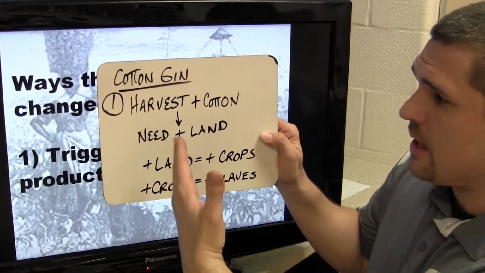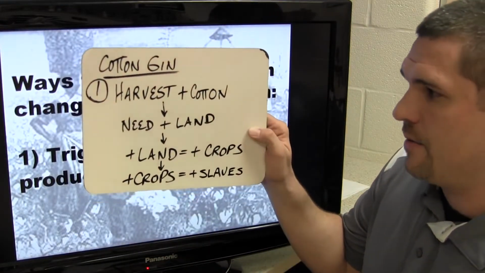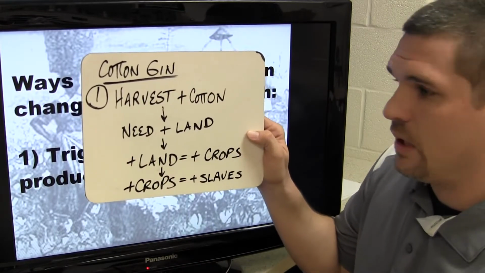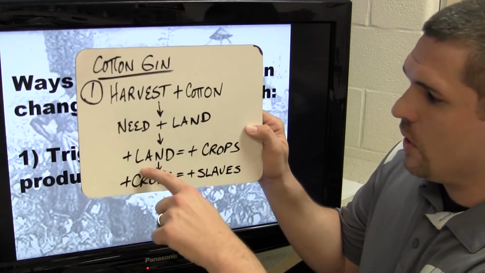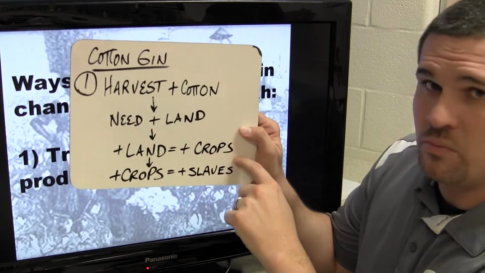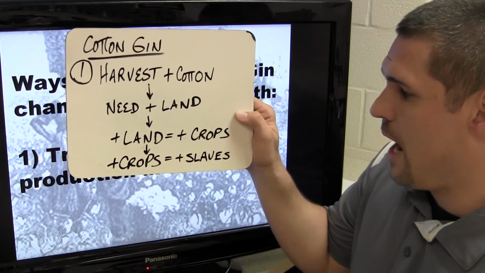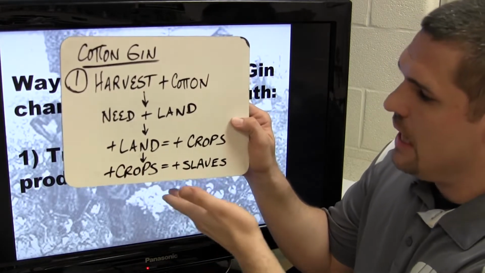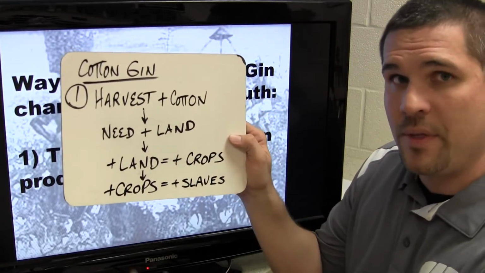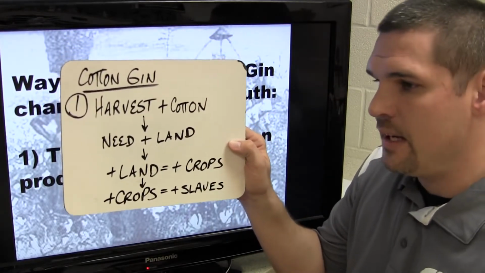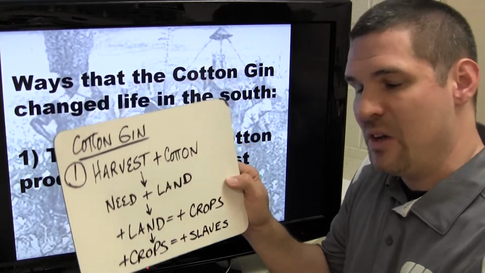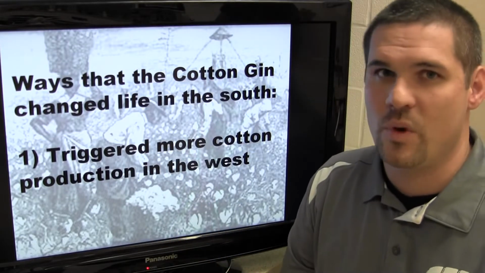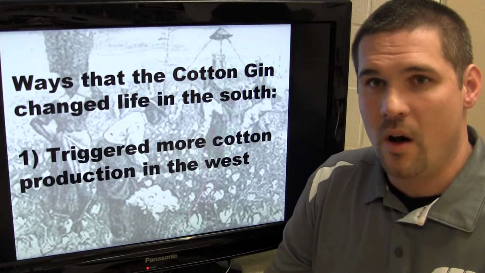All right, so because of the cotton gin, you can harvest more cotton. Well, if you can harvest more, then we're going to need more land. And more land is going to lead to, well, you can grow more crops and more cotton plants. And with more cotton plants, you're going to need even more slaves to keep up with the demand of all that cotton that needs to be picked for the 50 pounds of cotton that's going to go into the cotton gin.